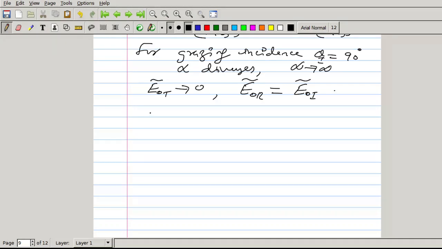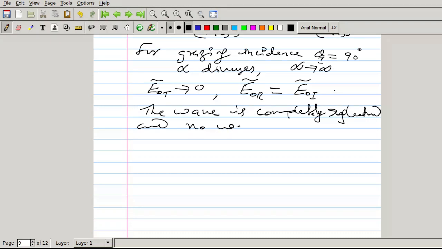That means for grazing incidence, the wave is completely reflected and no wave is transmitted.